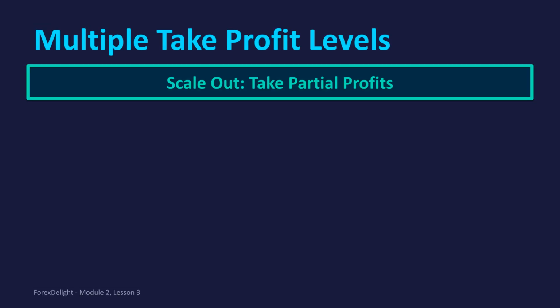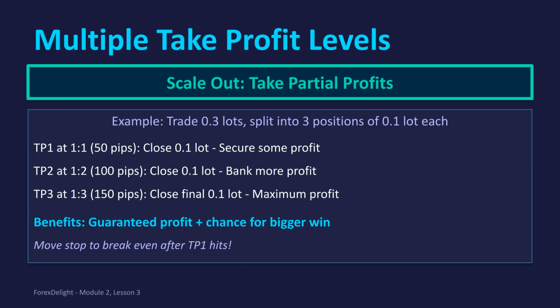An effective strategy is using multiple take profit levels, often called scaling out. This allows you to take partial profits as the trade progresses. If you trade 0.3 lots, you can split it into 3 positions of 0.1 lot. Close 0.1 lot at TP1 for guaranteed profit, another 0.1 at TP2 for banking more, and the final 0.1 at TP3 for maximum gain. Remember to move your stop to break even after TP1 hits.